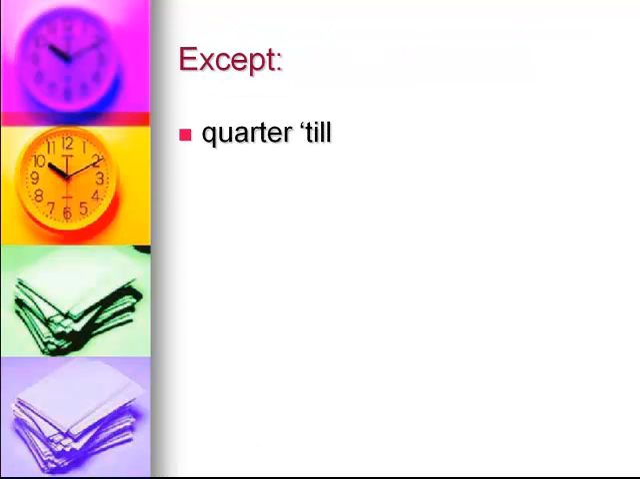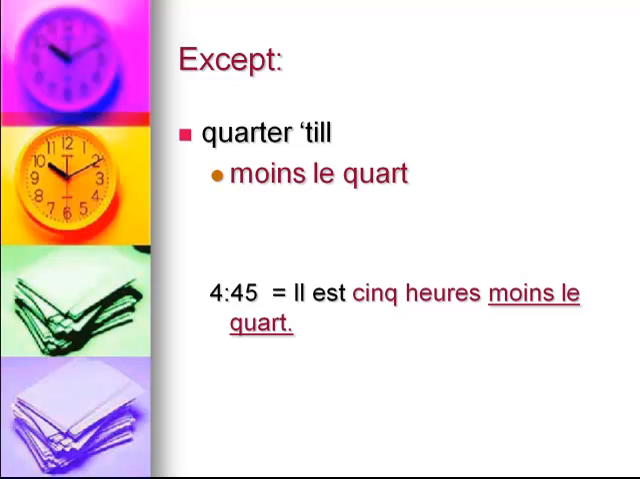Some exceptions to that, if you're going to say a quarter till, you'll actually say moins le quart, where a quart is used if it's a quarter after. Moins le quart is what you're going to use if it's a quarter till, because you're saying the next hour minus the quarter. So 4:45 would be il est 5h moins le quart. Literally, it's 5 o'clock minus the quarter.